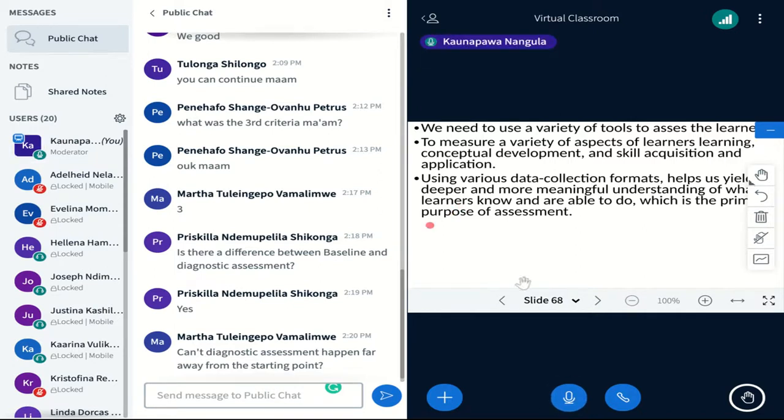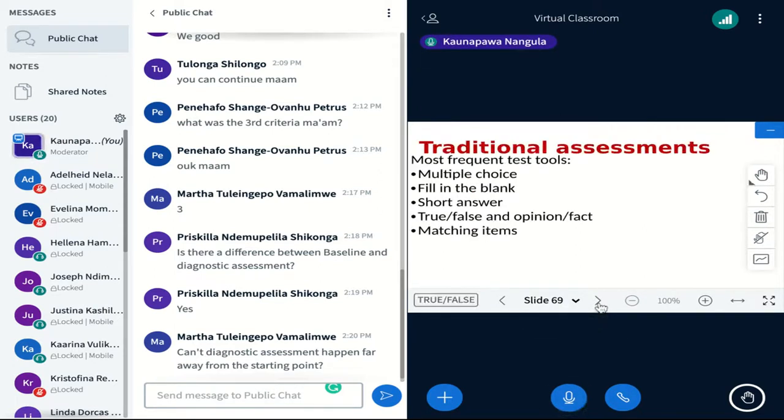Okay. And quickly, oh, thank you, Jesus. The most frequently used tools in traditional assessment, we have got multiple choice. I think we've spoken extensively about these tools. So we've got multiple choice type questions, fill in the blanks, short answers, true or false, opinion or fact, matching items.